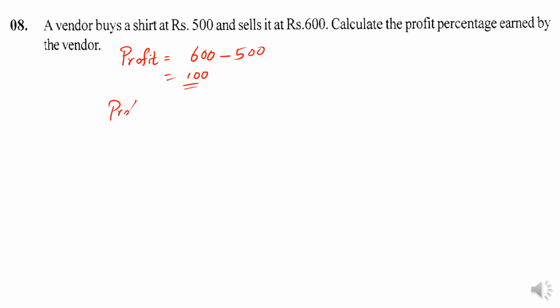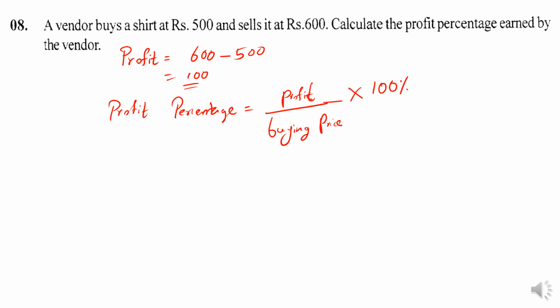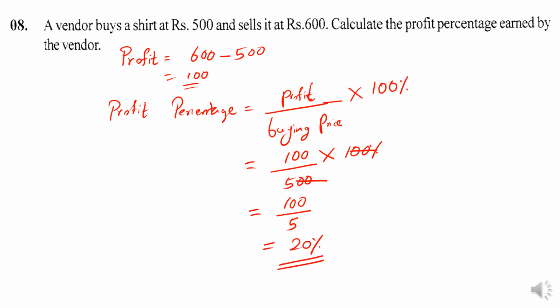And the profit percentage is equal to the profit over the buying price, or you can write cost, into 100%, and then profit is 100 rupees and the cost is 500. That means he spent 500 and earned 100. He invested 500 and earned 100 as profit, and this is into 100%, and you can do something like cancelling out these two zeros, and then this is 100 divided by 5, which is equal to 20. So he has got 20% as the profit. The profit is 20%.